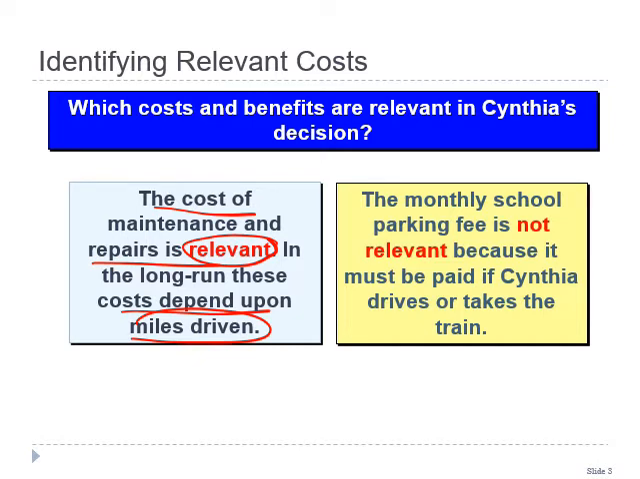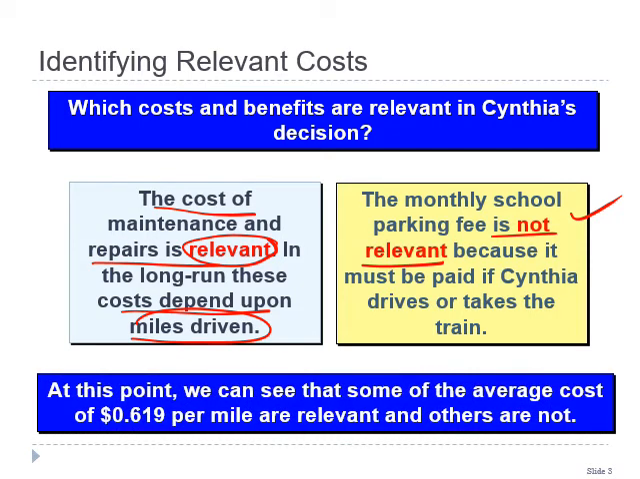The monthly school parking fee is not relevant. Whether you go to New York or not, you still have to pay school parking fees, which is $45 a month. If she decides to go, she still cannot save that $45 a month, so that is not relevant. So at this point, we can see that some of the total average cost of the car, $0.619 per mile, are relevant and others are not, which we discussed in our earlier slides.